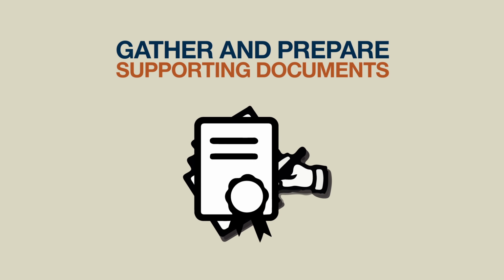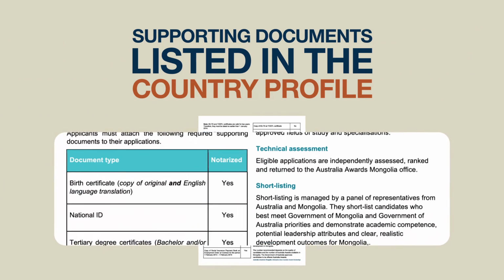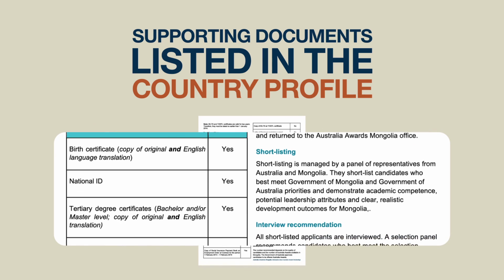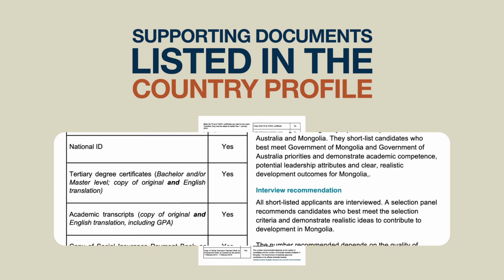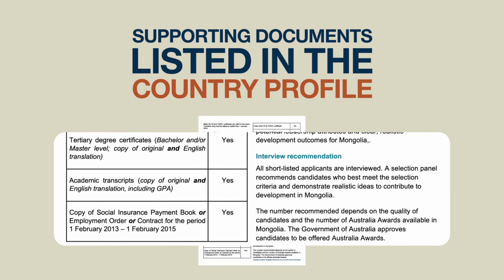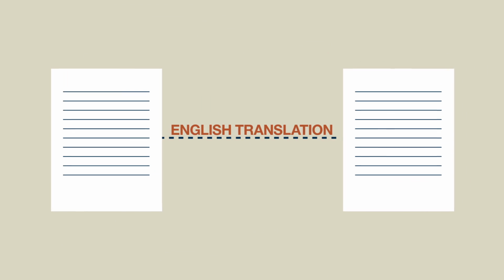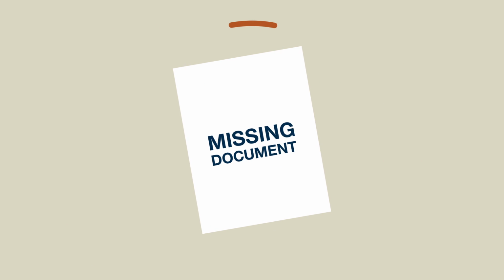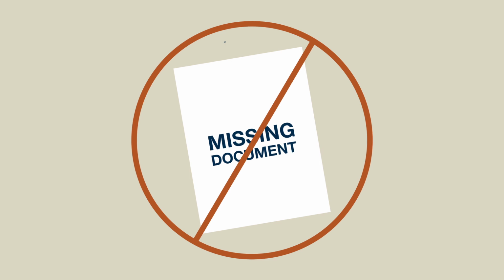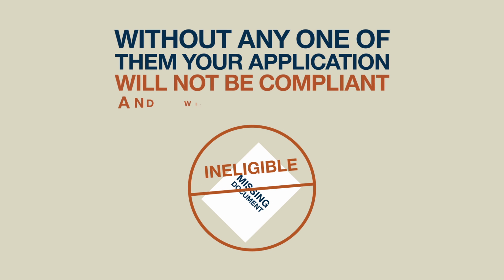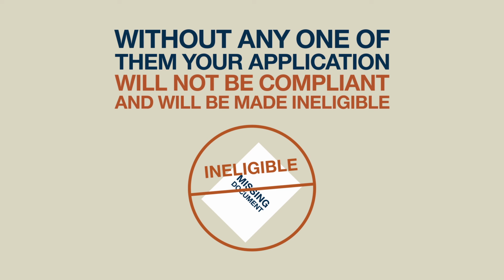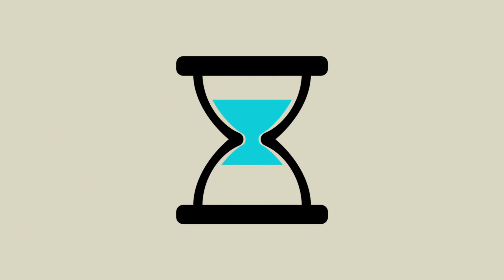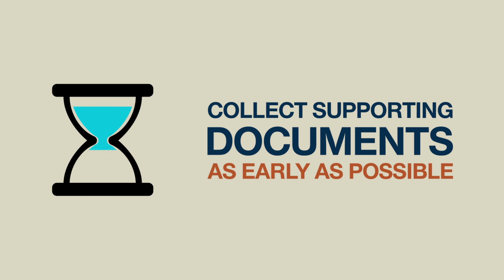Step 6. Gather and prepare supporting documents. You must submit all supporting documents listed in the country profile. They have to be scanned, named and uploaded with your application. Take note of the ones that require English translation and those that have to be notarized. These documents are critical to your application. Without any one of them, your application will not be compliant and will be made ineligible. Start the process to collect supporting documents as early as possible. It can be very time-consuming.